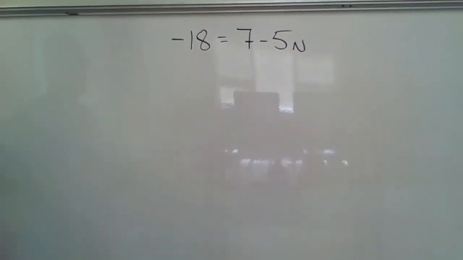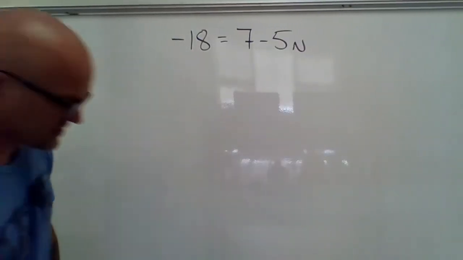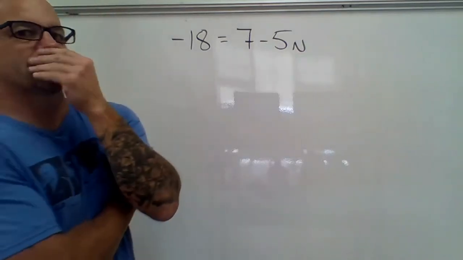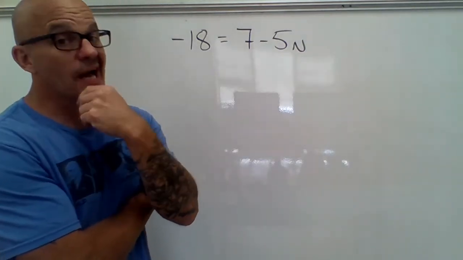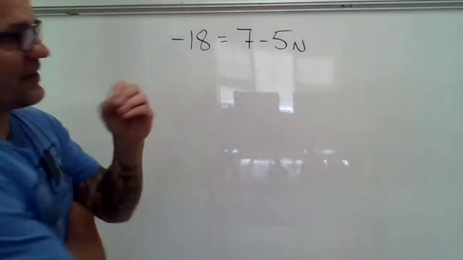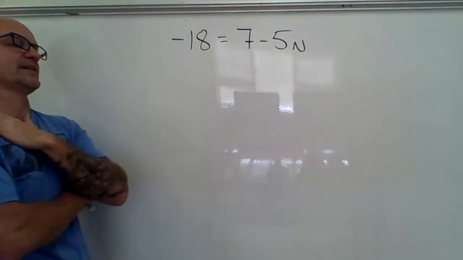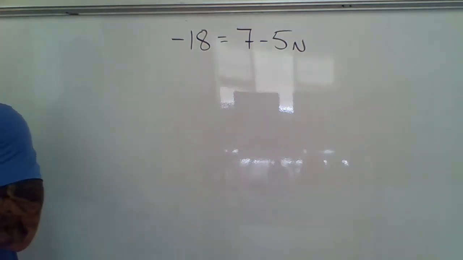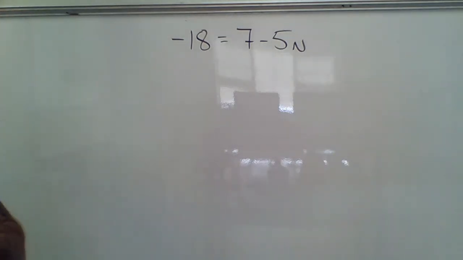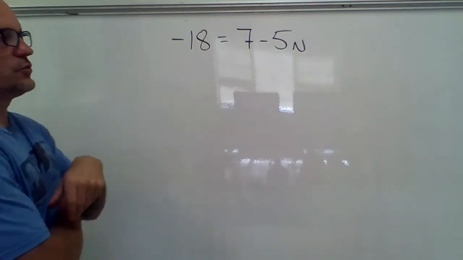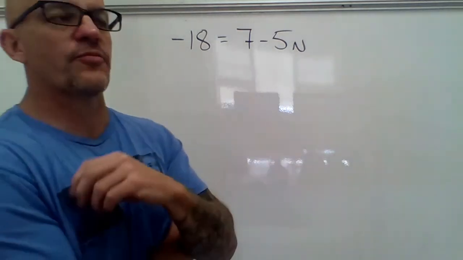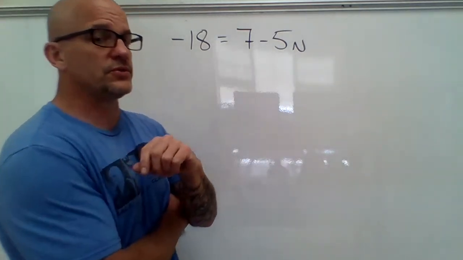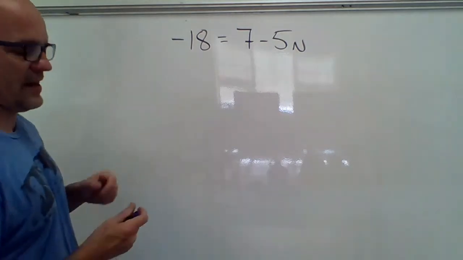All right, let's try this one next. Now, this is the one where I look at this and go, ooh, that one's not so obvious. I've got -18 equals 7 minus 5n. Yeah, that's not as pretty. Remember those two friends I showed you at the beginning of this video? I showed you that definition of subtraction and commutative property of addition. We're going to put those two to use here, and I think you'll find out that it makes it a lot better.